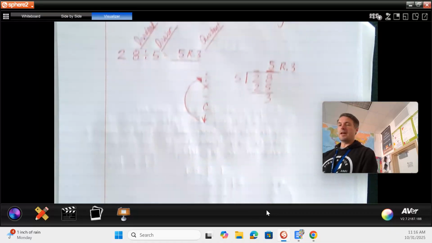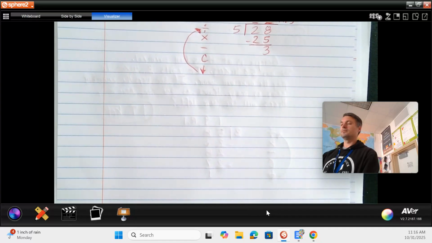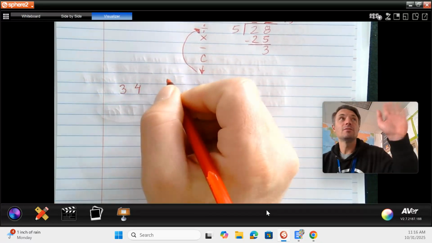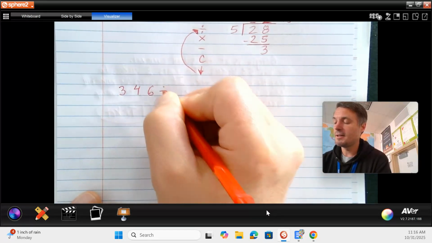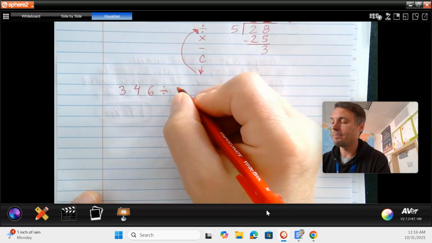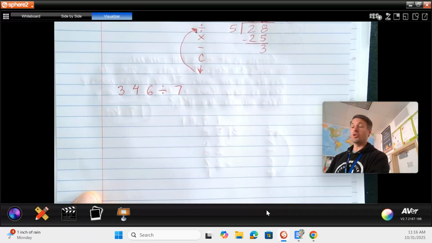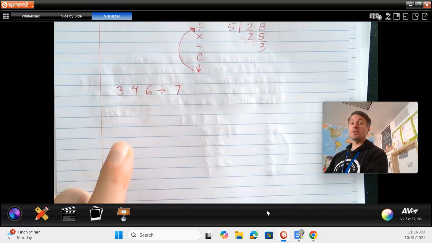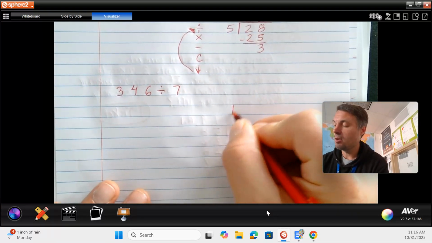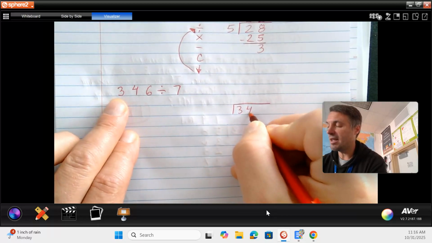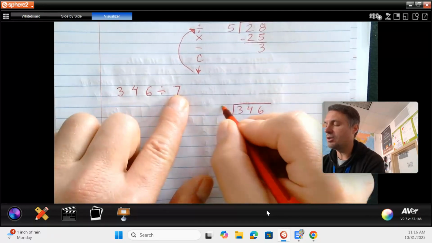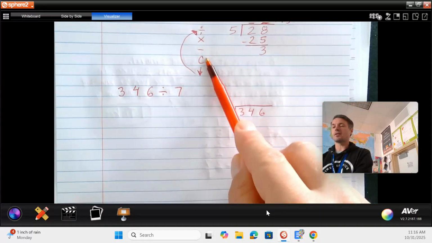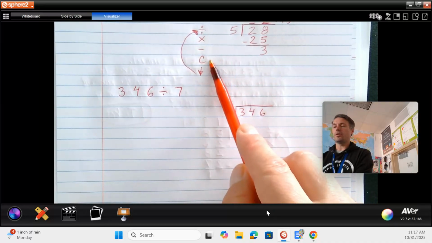Let's do another example. Let's say we have 346 divided by 7. Okay, so we're using a little bit of a larger dividend this time, but that's okay. The steps are still exactly the same. Build your den. The dividend goes in the den. The divisor goes outside, sir. We follow our long division steps: divide, multiply, subtract, compare, bring down, dirty monkeys smell crazy bad.